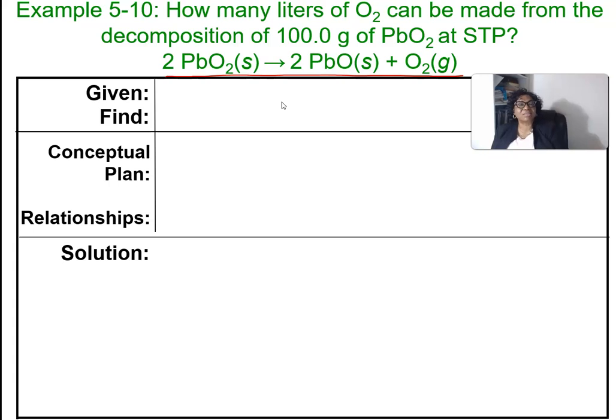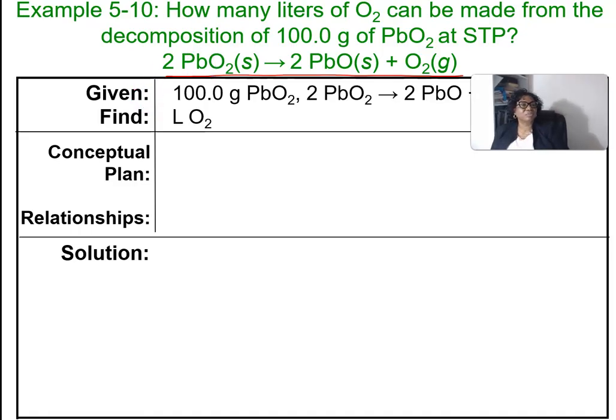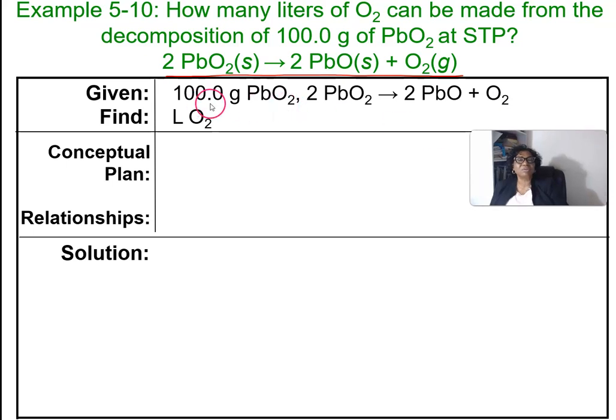So how do we process this? We have to convert the mass of lead-4 oxide to number of moles of lead oxide. When we get the moles, we convert it to number of moles of oxygen. Then, from number of moles, we can find the volume of oxygen produced. So 100 grams of lead-4 oxide, this is the balanced equation. We need the volume of oxygen.